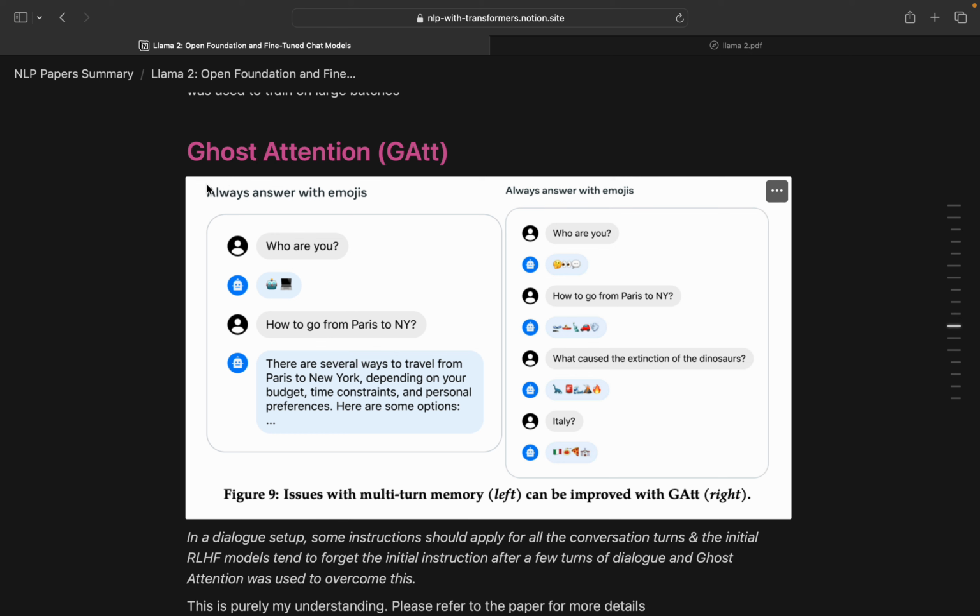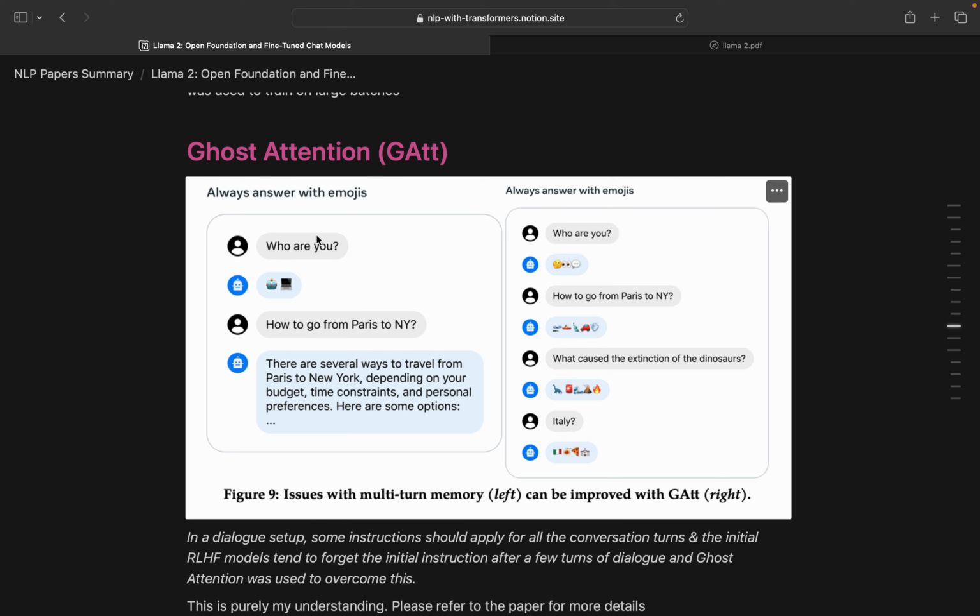Usually in the initial turn, there could be an instruction saying always answer with emojis, or it could be something like always reply the way Shakespeare used to reply, maybe in the form of a poem or whatever it is. So they observed that if they had not applied a mechanism called ghost attention, usually in the second or third turn the model used to forget the initial instructions.